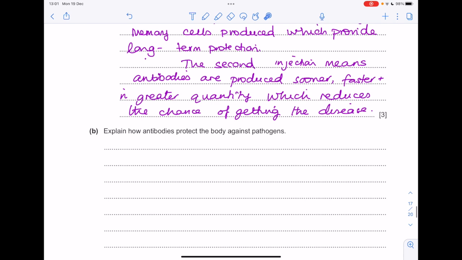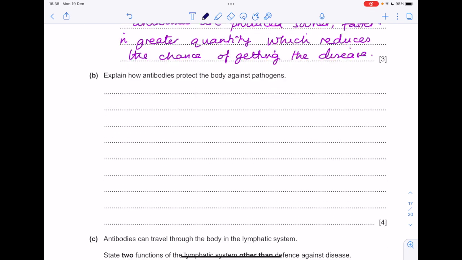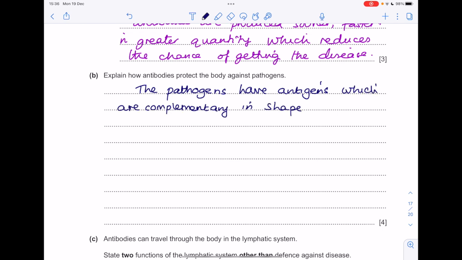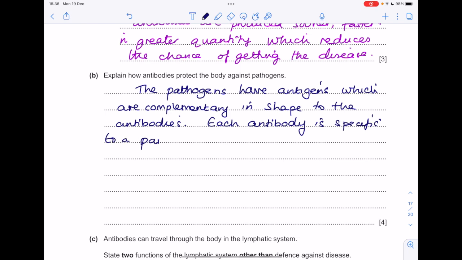Explain how antibodies protect the body against pathogens. It's worth 4 marks. Talk about the fact that the pathogen has protein markers known as antigens, which are complementary in shape to the antibodies. Each antibody is specific to a particular pathogen.